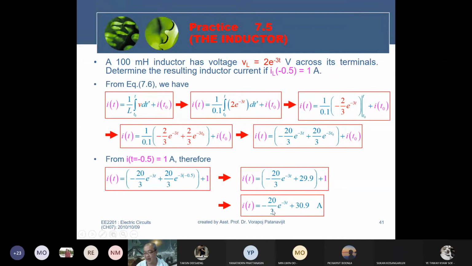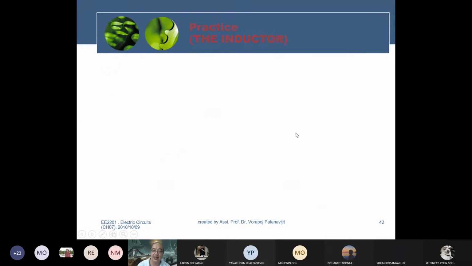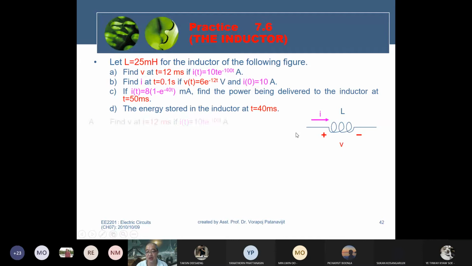The general form of I will be 20 over minus 20 over 3, e to the minus 3t, plus about 30.9 amp. Now, the next question is a little bit long. This question asks about almost every topic. The first one is about the inductors. It provides the current 10t e to the minus 100t, and asks you to determine that.